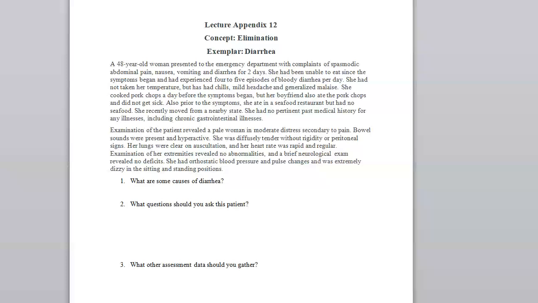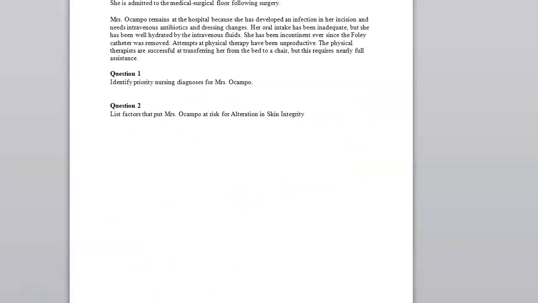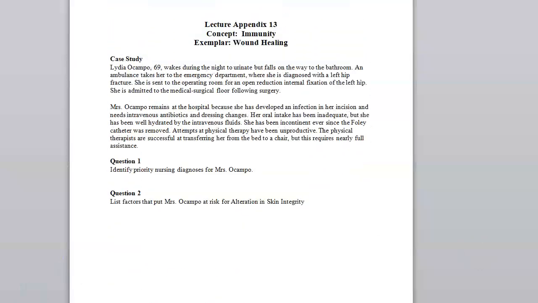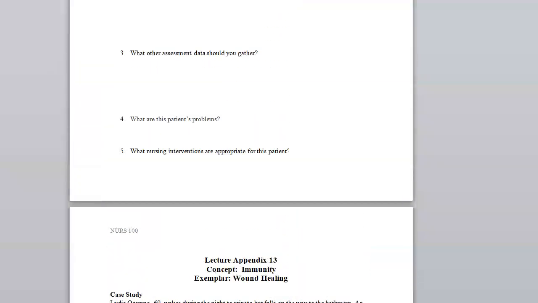if she had any. She is in moderate distress secondary to pain, and risk for alteration in coping. So think about what we would do for this patient. What nursing interventions would be appropriate for this patient?